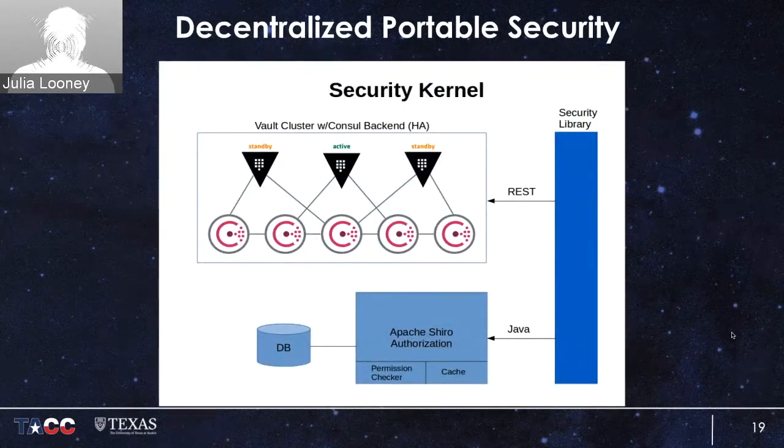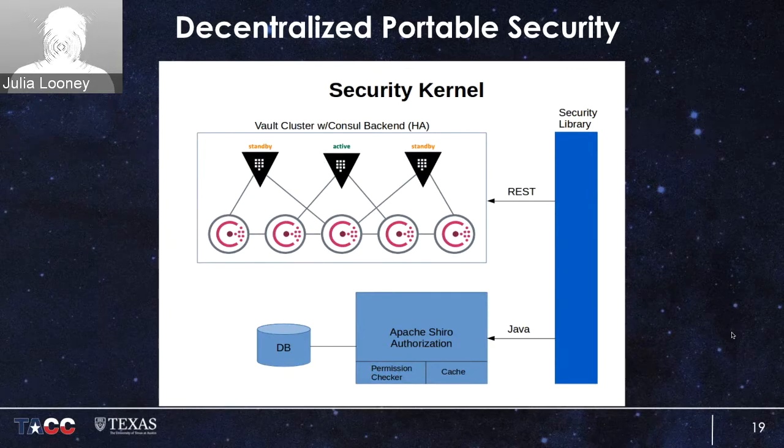So just to describe the security kernel a little more, on the right-hand side, we have a security library. The requests come in from the right, not shown, but they would come in from the right. They're REST requests coming in from our users or our clients, the security kernel clients, which will only be other services in Tapas.